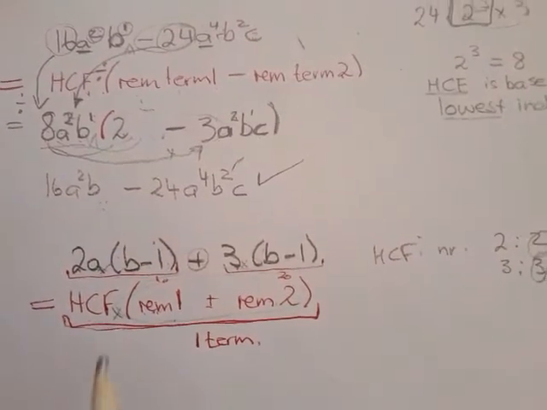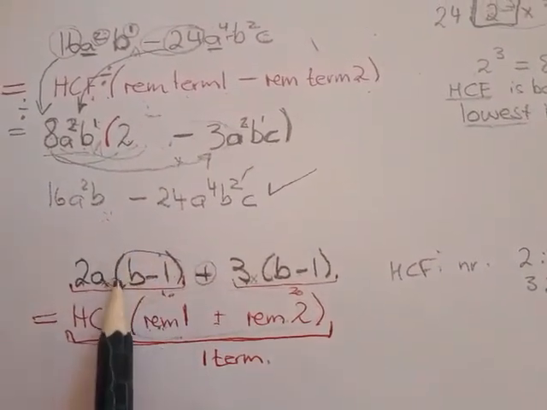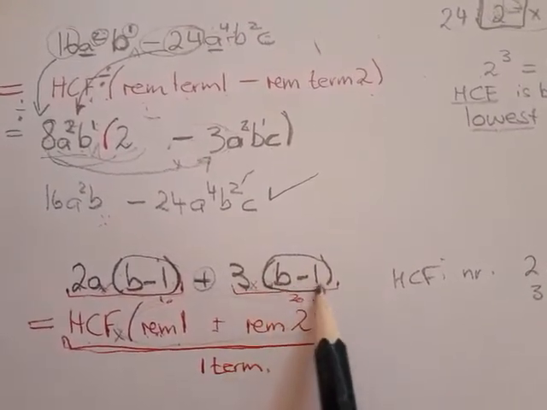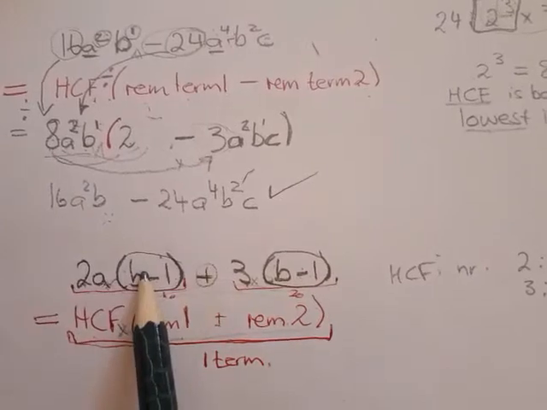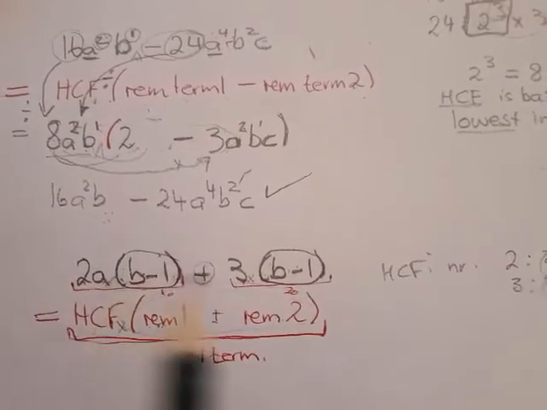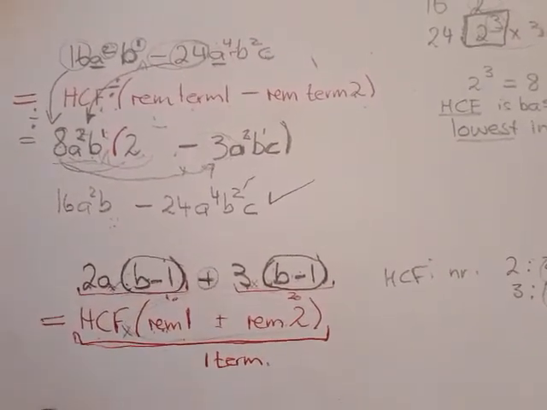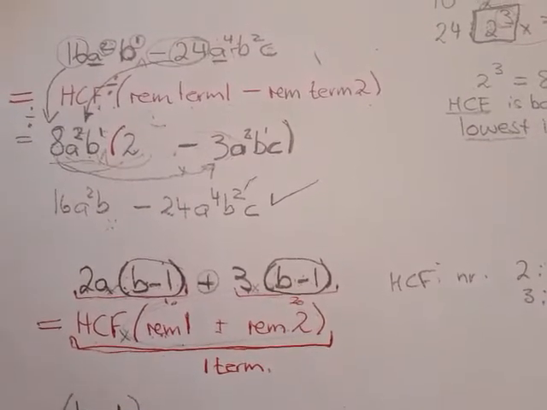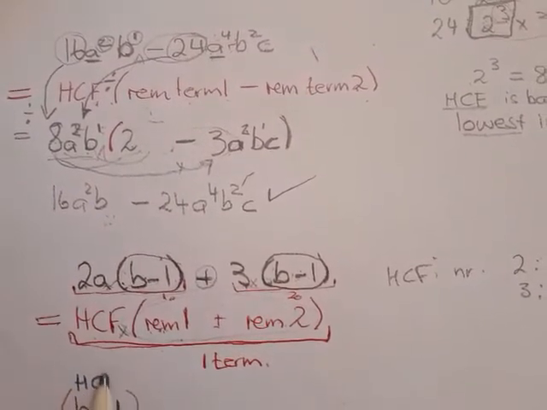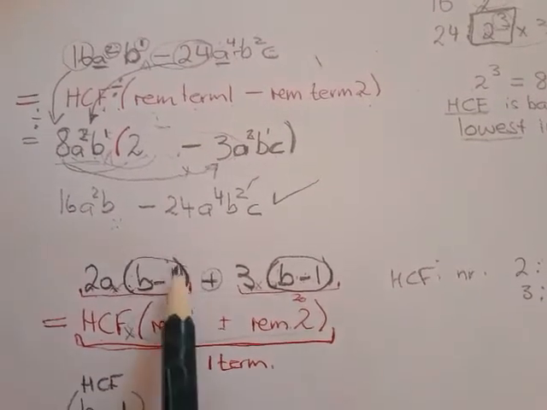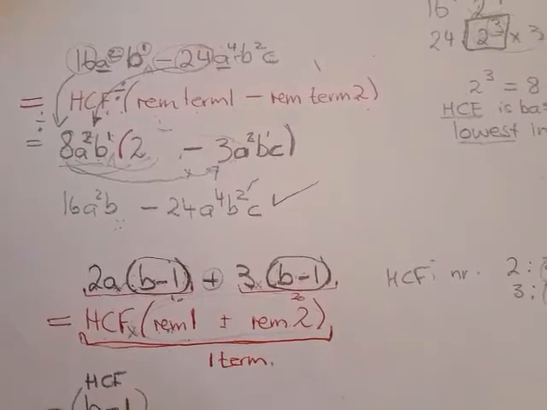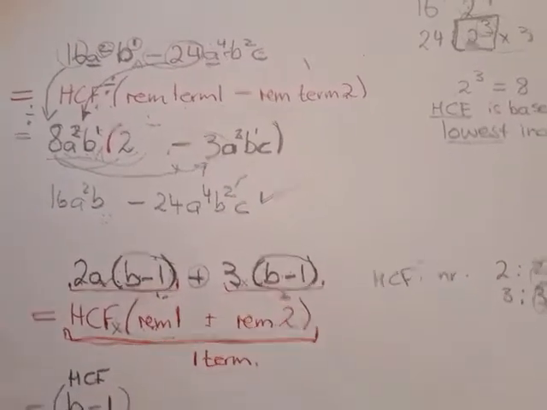But now importantly, look here, we've got a bracket which is b minus 1, and we've got a bracket which is b minus 1, which is common and it is a factor. So now you take out the whole bracket, b minus 1. That is your highest common factor. So a bracket can also be a highest common factor. Don't forget that.